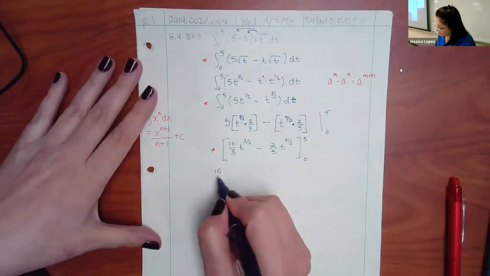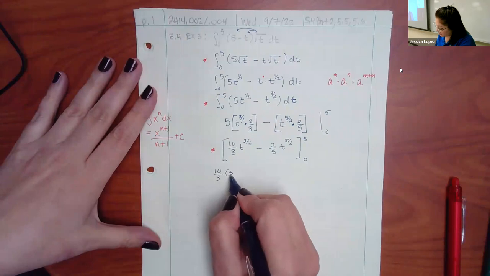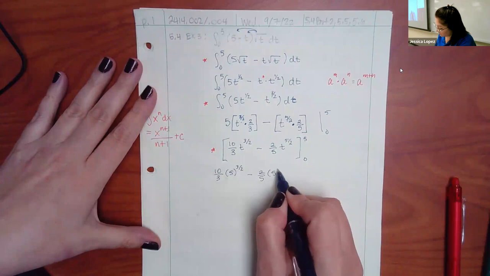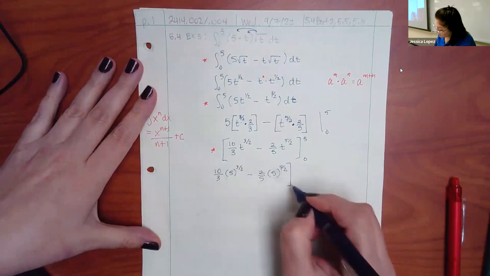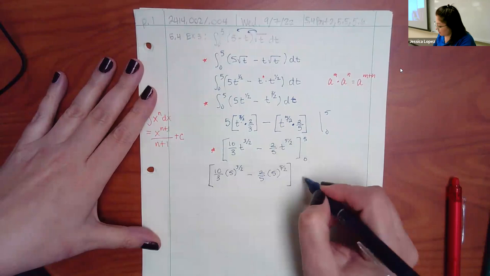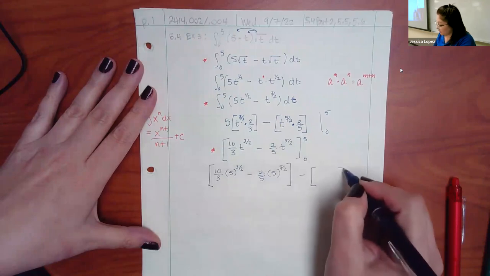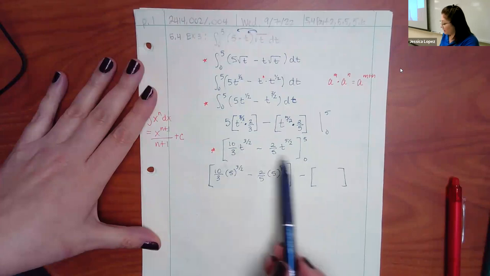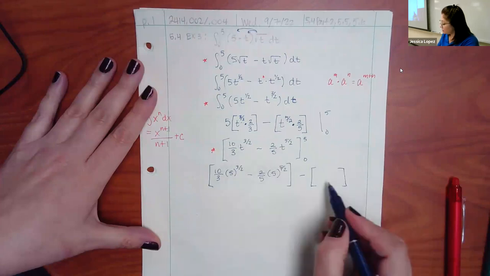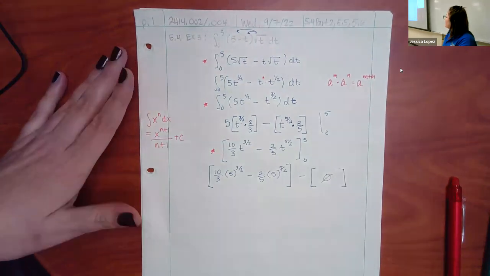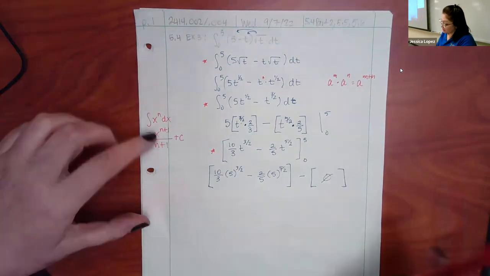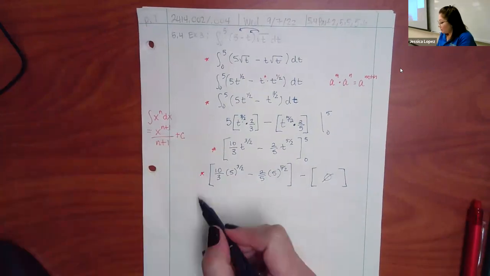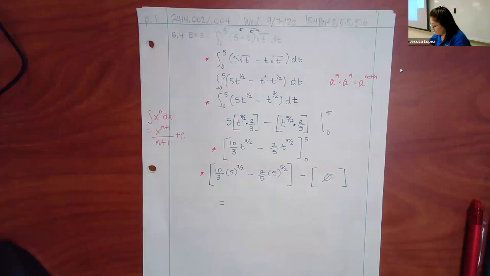So for me to evaluate, it would be 5 to the 3/2 minus 2/5, 5 to the 5/2. That's what we get when we plug in 5. But when we plug in 0, what are we going to end up with? Yeah, 0 to any power is 0, right? And then again, 0 to any power is 0. So you're just subtracting a big 0, okay? You also need to show this step of integration, or I'm sorry, evaluation. Then from there, you are totally allowed to use your calculator. I mean, I would too.